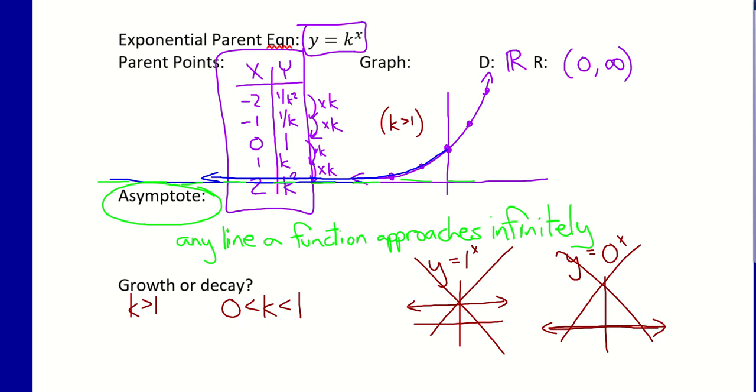So it's going to continue to infinitely approach. In this case, this line is y equals 0. This asymptote is a horizontal asymptote at y equals 0. It's going to continue to approach that infinitely, but it's never going to touch it. That is just a basic overview of an exponential function and how they are created.